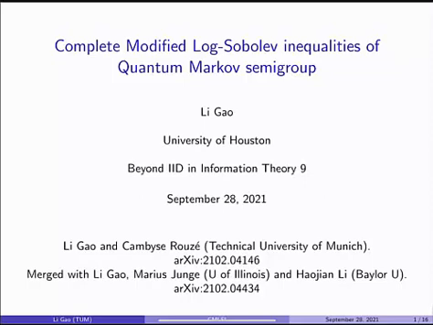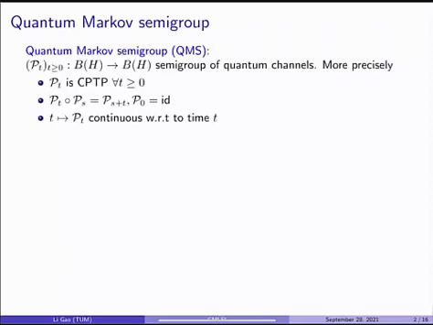So the topic we're going to talk about is quantum Markov semigroup. Briefly speaking, a quantum Markov semigroup is just a continuous semigroup of channels. More precisely, we want for each time t, this semigroup map to be a CPTP map. And when we compose P_t with P_s, we get P at time s plus t. This is the semigroup property. And then we also want this process to be continuous with respect to time.